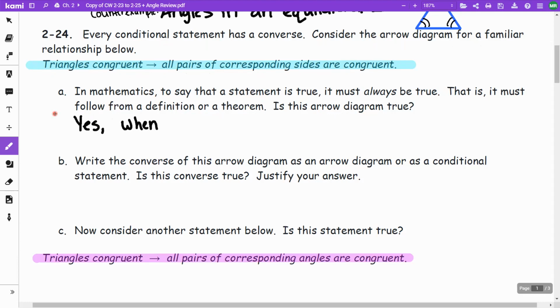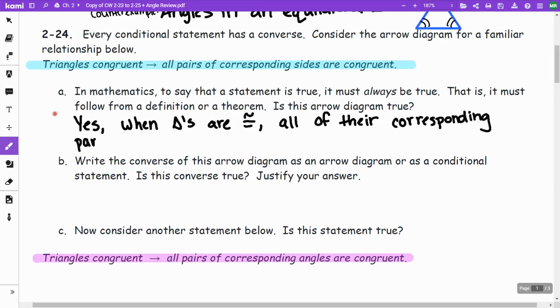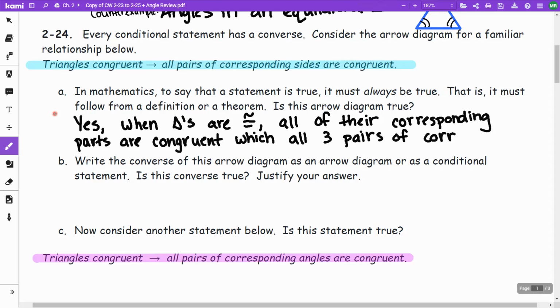When triangles are congruent, all of their corresponding parts are congruent, which means all three pairs of corresponding sides and all three angles, corresponding angles.